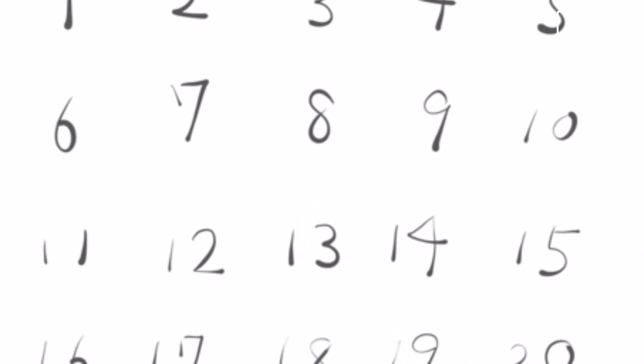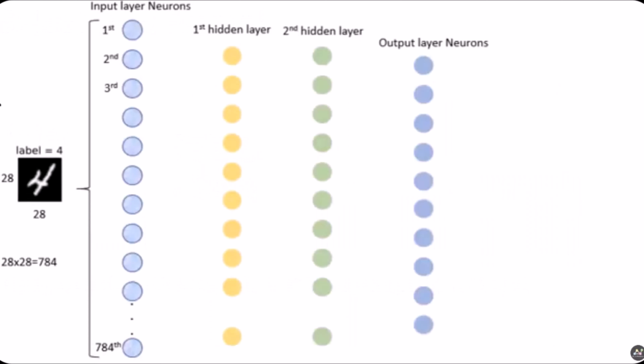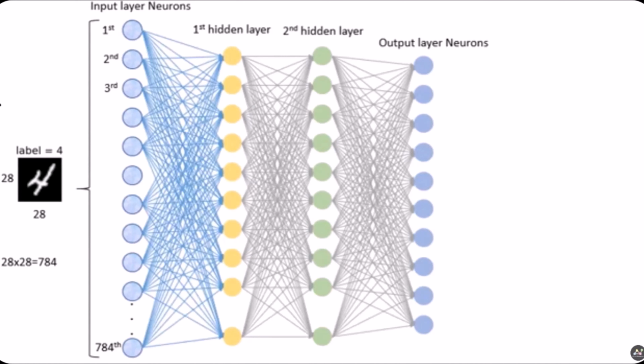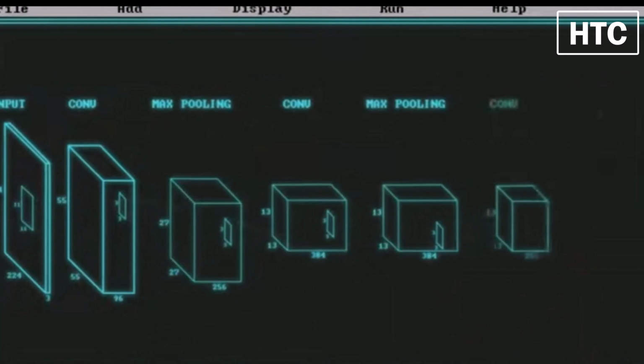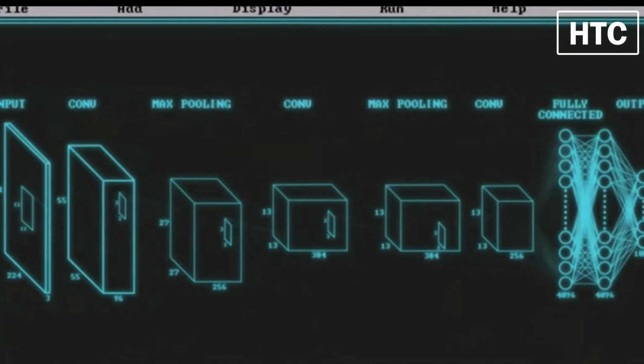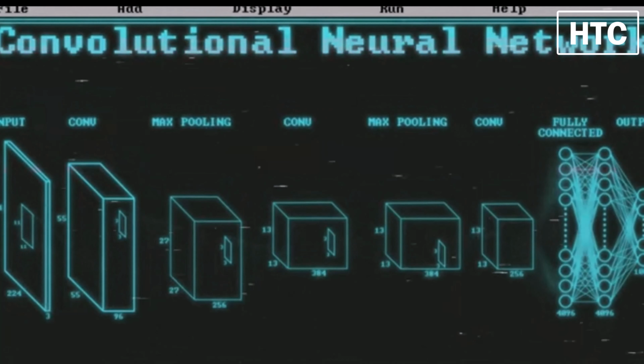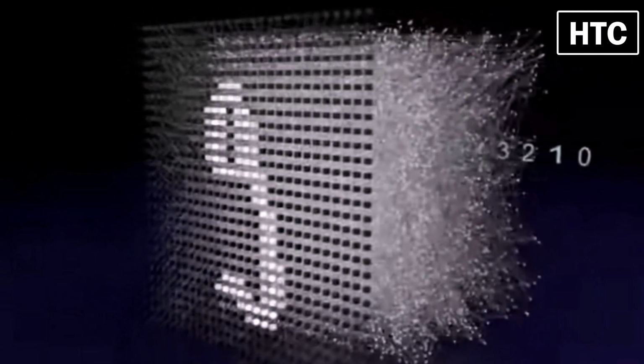Consider how we recognize handwritten digits. The NIST dataset, a collection of 70,000 images of handwritten numbers, is commonly used to train neural networks for this task. Each image is 28 times 28 pixels, flattened into a 784-element array. The network learns to associate patterns of pixel intensities with the corresponding digit.